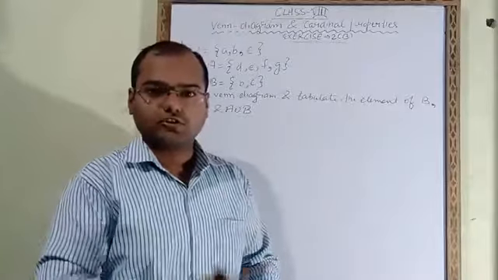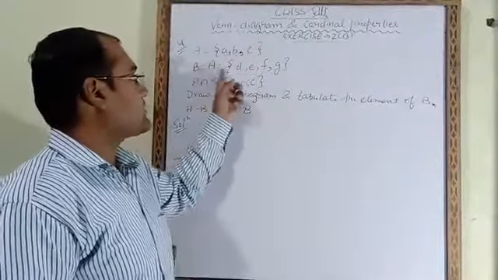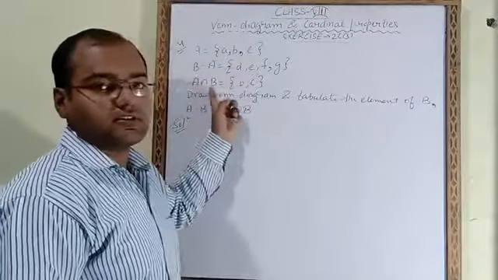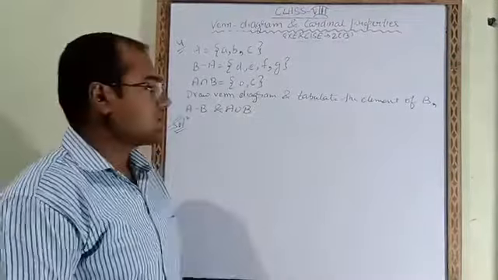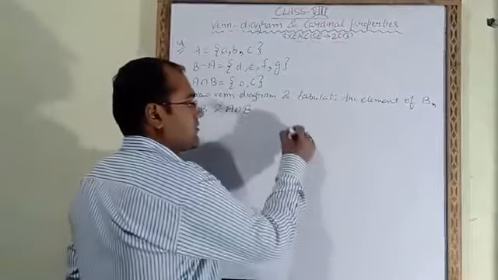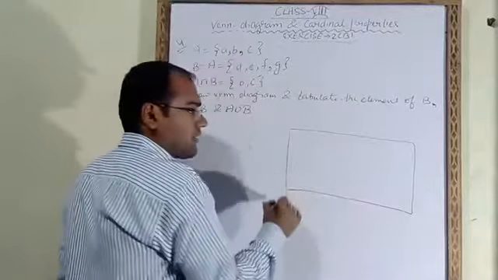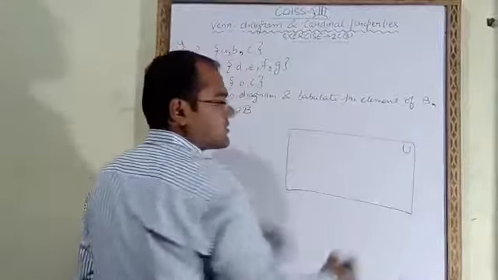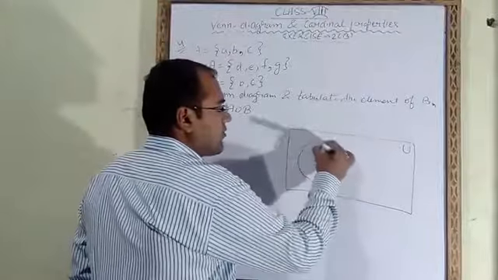Now see another question. A set is given, B minus A set is given, and A intersection B is given. We have to draw a Venn diagram. So first step, we will draw one rectangular box. This rectangular box is for the universal set. In this we have to make one overlapping figure.